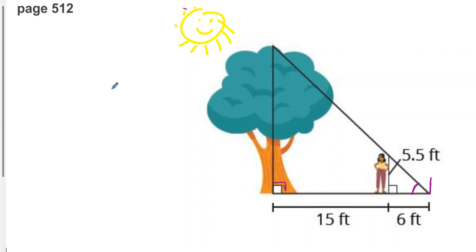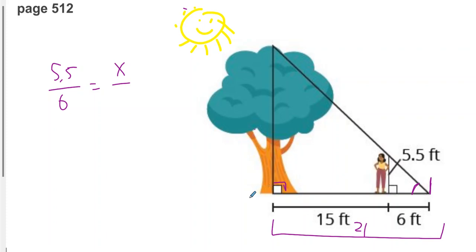Very similar to the last one, I do 5.5 over 6. So it's my height over this width. And then that would equal the height of the tree over, in this case, I think 15 is from the person here. So I have to add the whole thing and get 21. So I'm going to multiply each side by 21 to get it to cancel. So 21 times 5.5 divided by 6. So this tree is 19.25.